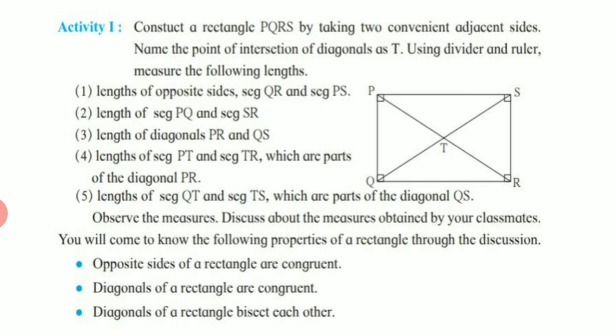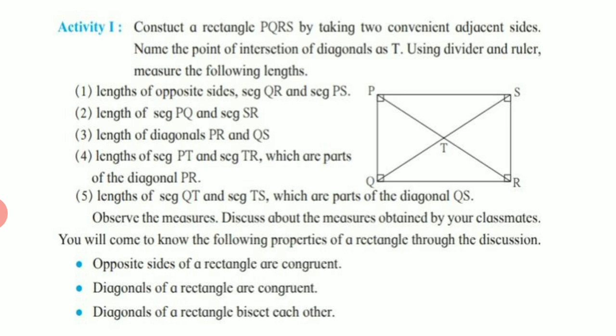Construct a rectangle PQRS by taking two convenient adjacent sides and name the point of intersection of the diagonals as T. Using a divider and ruler, measure the opposite sides, segment QR and segment PS, the lengths of segment PQ and segment SR, the lengths of the diagonals PR and QS, the lengths of segment PT and segment TR, which are the parts of diagonal PR, and the lengths of segments QT and TS, which are the parts of diagonal QS.